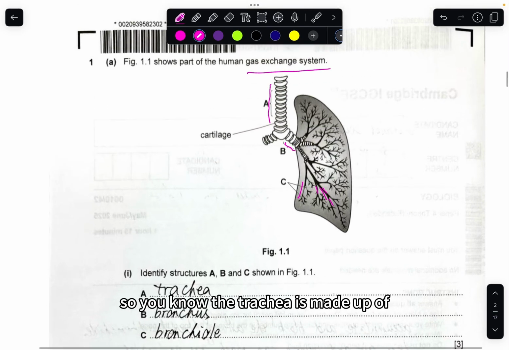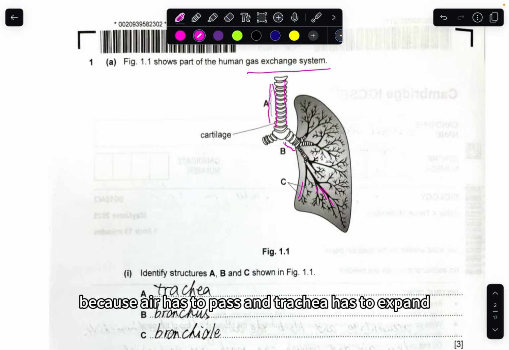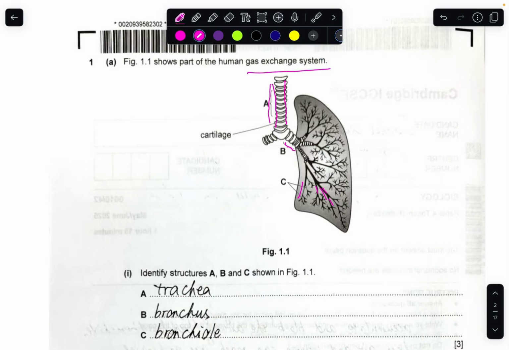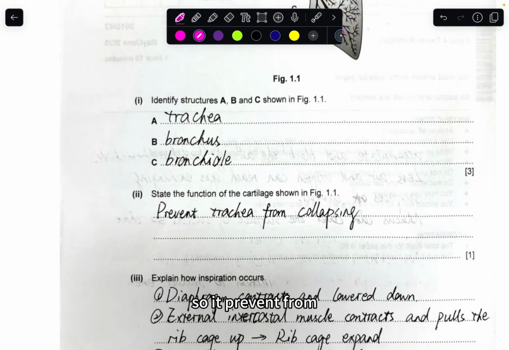So you know the trachea is made up of cartilage. These rings are made up of cartilage because air has to pass and the trachea has to expand and avoid collapsing. So it can increase the volume, and it prevents the collapsing of the trachea. That is why it is not made of bone.